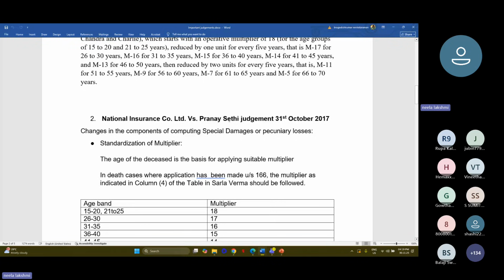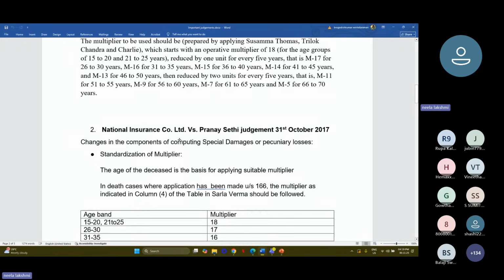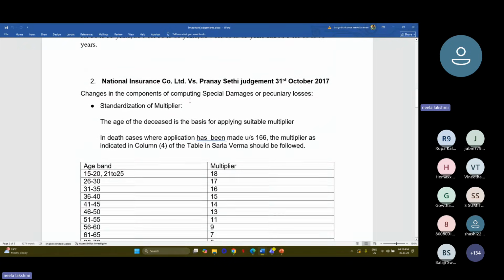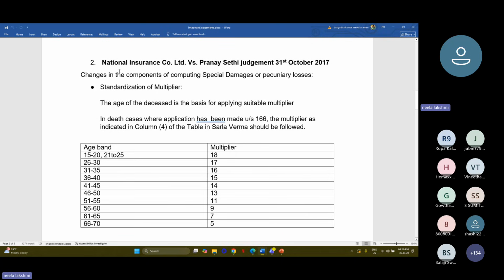Next, the table is given here. Next important judgment, very landmark. This is again a Bible for the MACT Claims Tribunal. National Insurance Company Limited versus Pranay Sethi, pronounced on 31st October 2017.